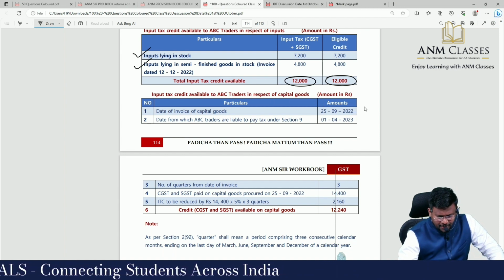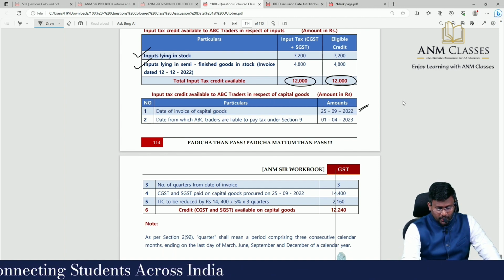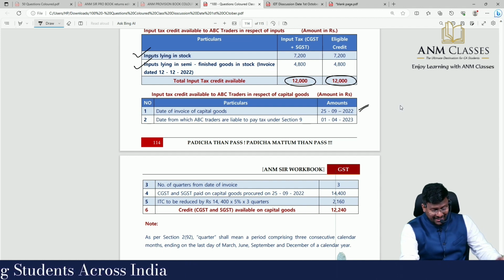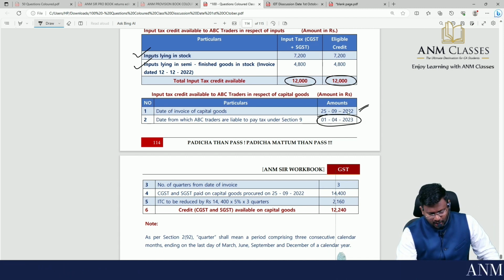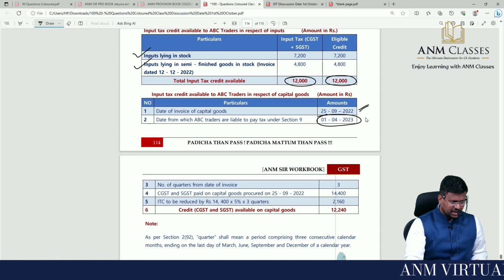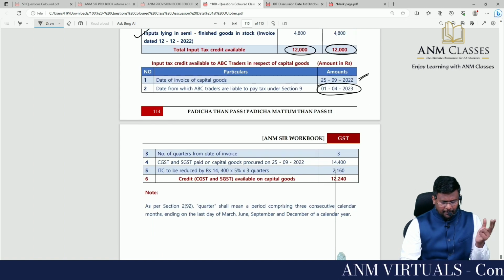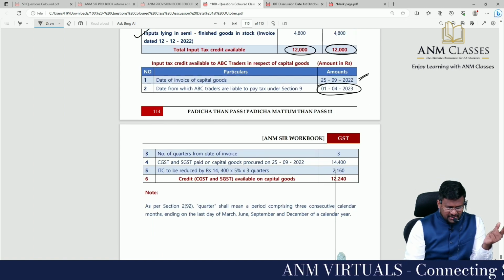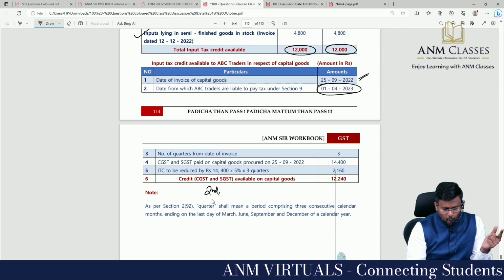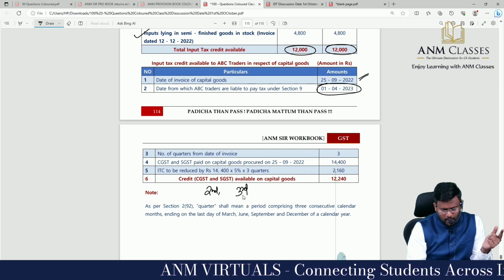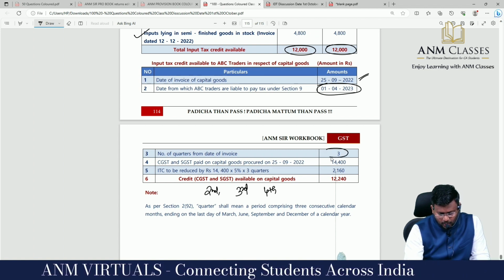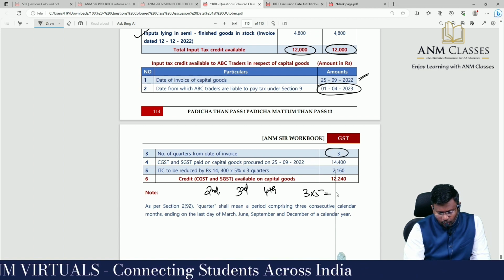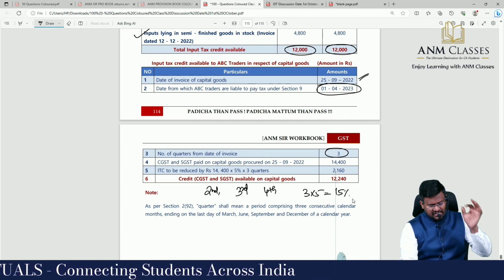Date of invoice of capital goods, 25/9. What is the date from which ABC traders are liable to pay tax under section 9? 1/4. அதுக்கு ஒரு நாள் முன்னாடி வரைக்கும் தானே பார்க்கணும், 31st வரைக்கும். அப்படின்னா ஏப்ரல் மே ஜூன் வராது, ஜூலை ஆகஸ்ட் செப்டம்பர் செகண்ட் குவார்டர் வருது, அக்டோபர் நவம்பர் டிசம்பர் தேர்ட் குவார்டர் வருது, ஜனவரி பிப்ரவரி மார்ச் ஃபோர்த் குவார்டர் வருது. டோட்டலா எத்தனை குவார்டர்? So 3 into 5, 15% is ineligible credit.